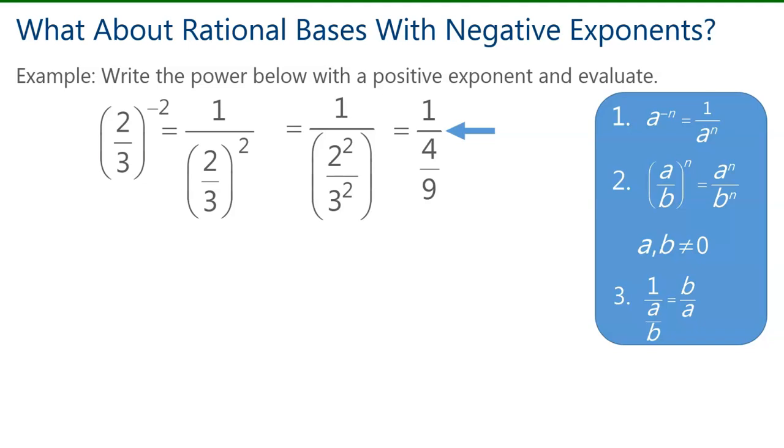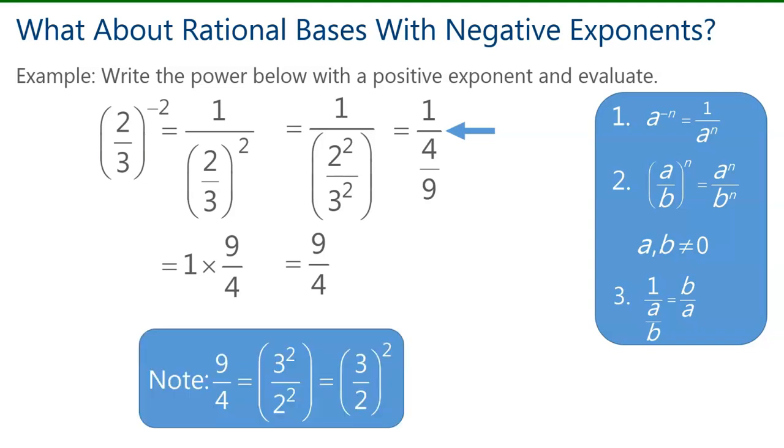We can now turn this division into multiplication by multiplying the 1 by the reciprocal of 4 over 9. The reciprocal of 4 over 9 is 9 over 4. Our final answer is 9 over 4. Note that 9 over 4 is really 3 squared over 2 squared, which is 3 over 2 all squared. So it seems that 2 over 3 to the -2 is 3 over 2 to the +2.